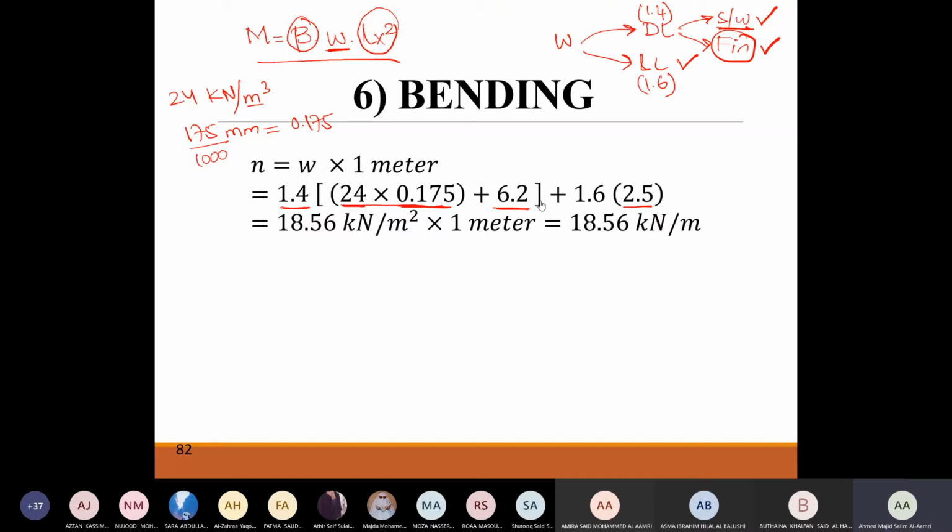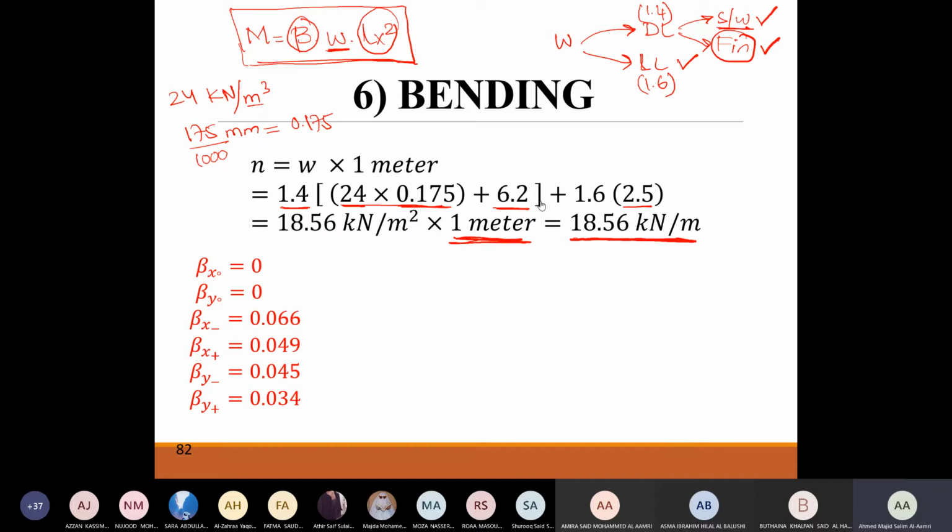The slab is to be designed for 1 meter width. And we have our final result as 18.56 kilonewton per meter. Now, can we use this equation? Since we have W or N, can we use this equation? Very good. Now what we need to do, our betas, these are our betas, right? Beta x naught is 0, beta y naught is 0, and these are the betas that we have got. Do you agree with me that these are the betas? This equation, yeah, this equation.